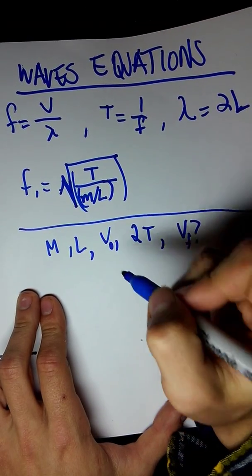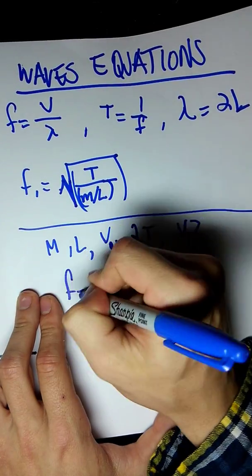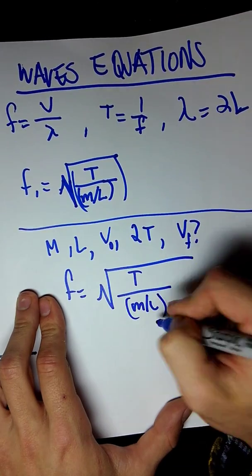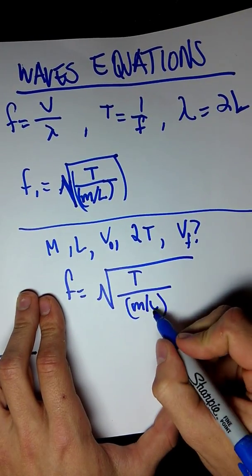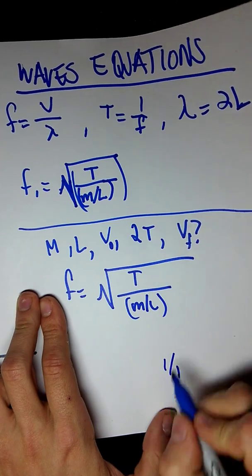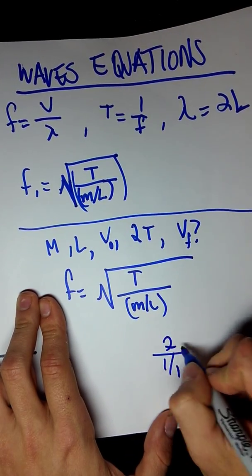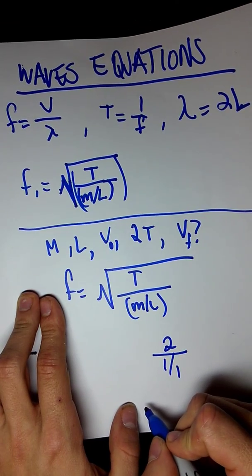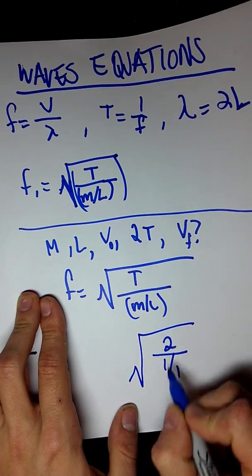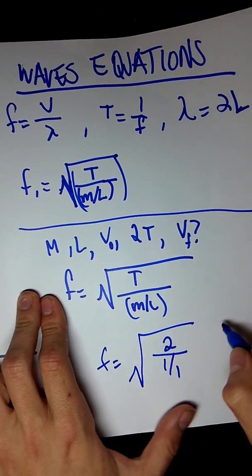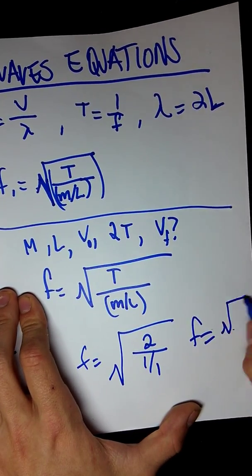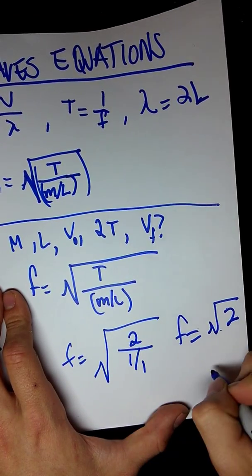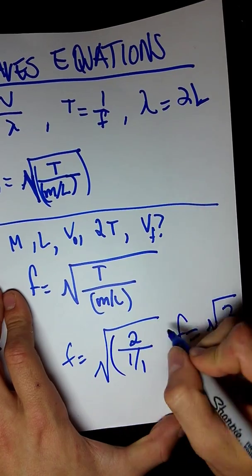So basically, I'm going to use this equation: frequency is equal to the root of T over M divided by L. I'm given a mass of 1, I'm given a length of 1, 1 over 1 is 1, and my T is 2 times T. And so I'm solving for my final velocity. My frequency here is going to be root of 2, because 2 over 1 is 2. So I get root of 2 for my frequency as I solved everything inside first.